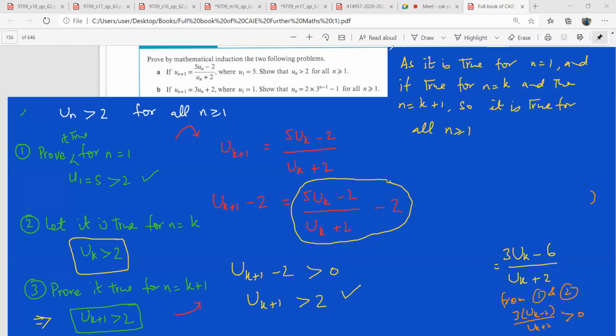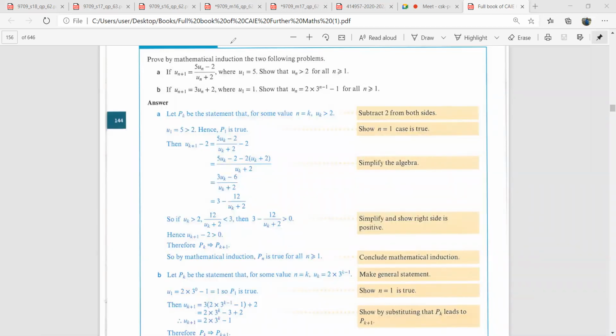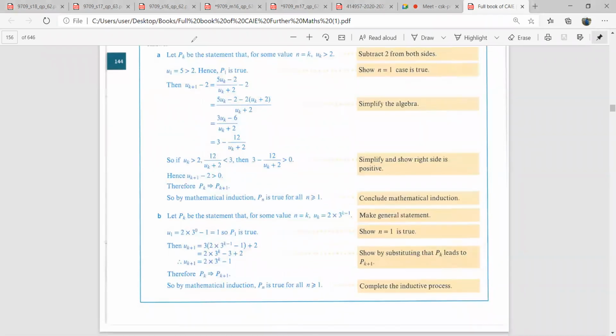Now, do you want to see how this book has shown this? They introduced that minus 2 on both sides, and they took the LCM, and then they divided the numerator by the denominator, and they got this. Then they argue that uk was more than 2, so 12 over this is going to be less than 4. Sorry, less than 3. So 3 minus something less than 3 is going to give you a positive value. That is how they have proved it.